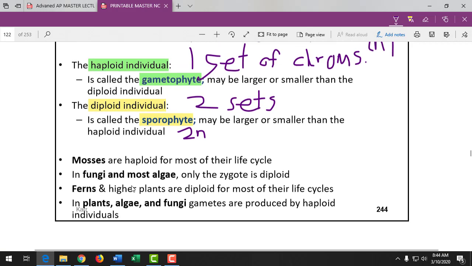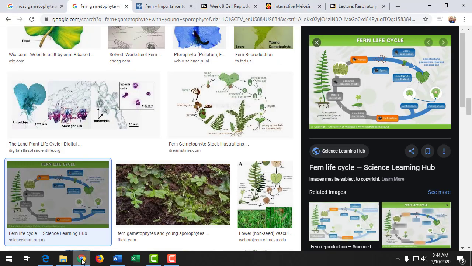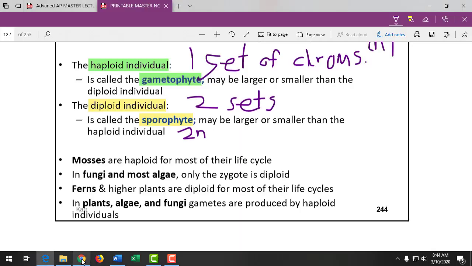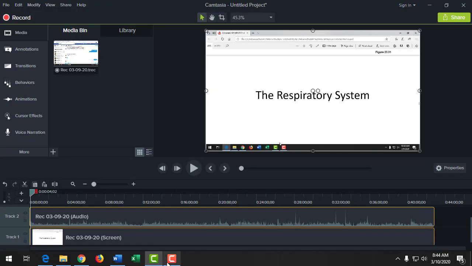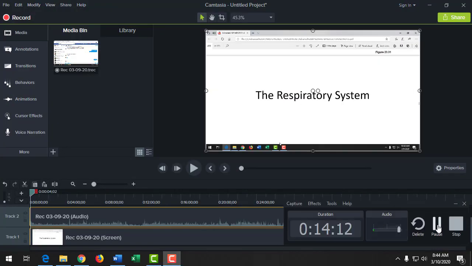Okay, so throughout the life cycle, yeah, especially when you look at mosses, we see them throughout. I'm going to look and see. I'm going to pause this for just a minute.